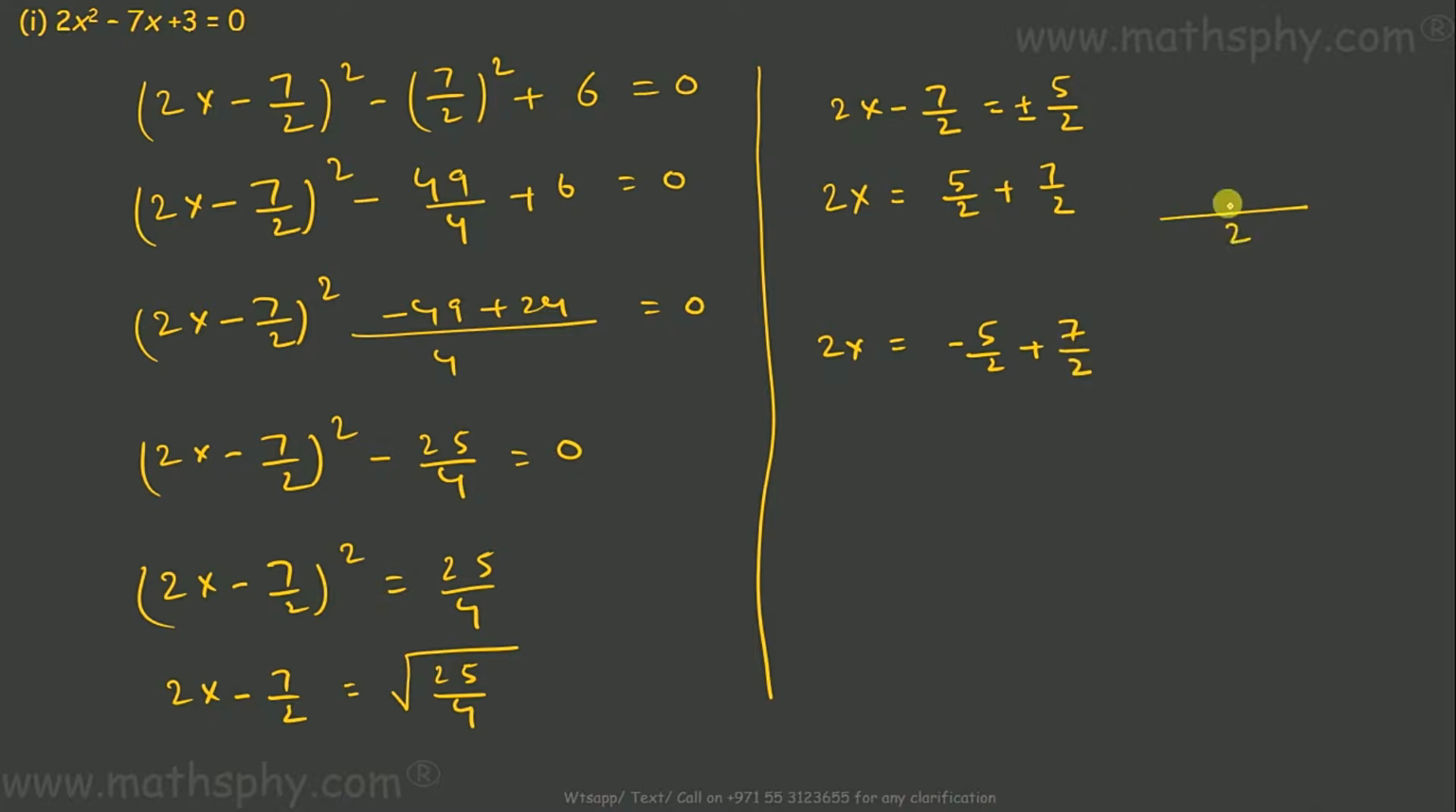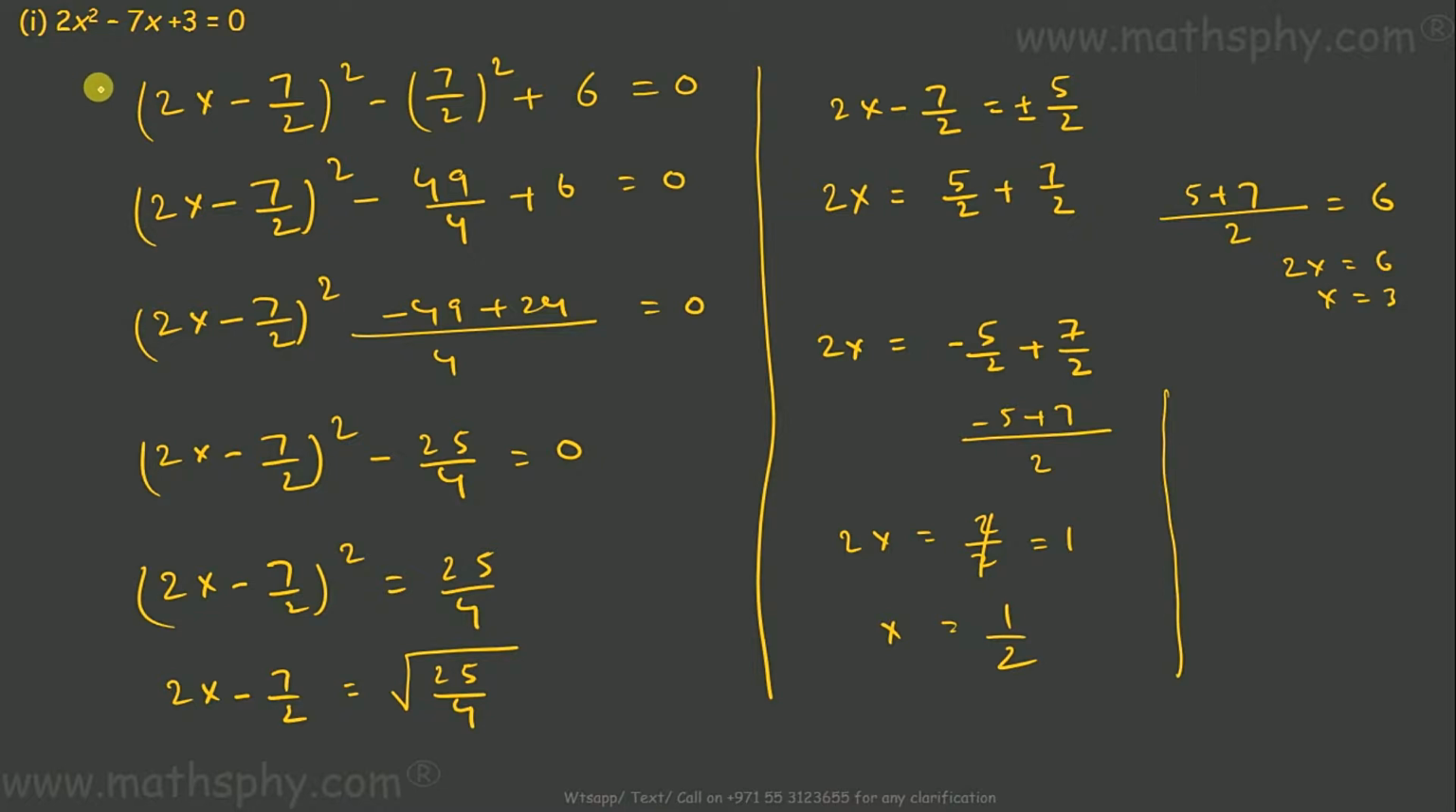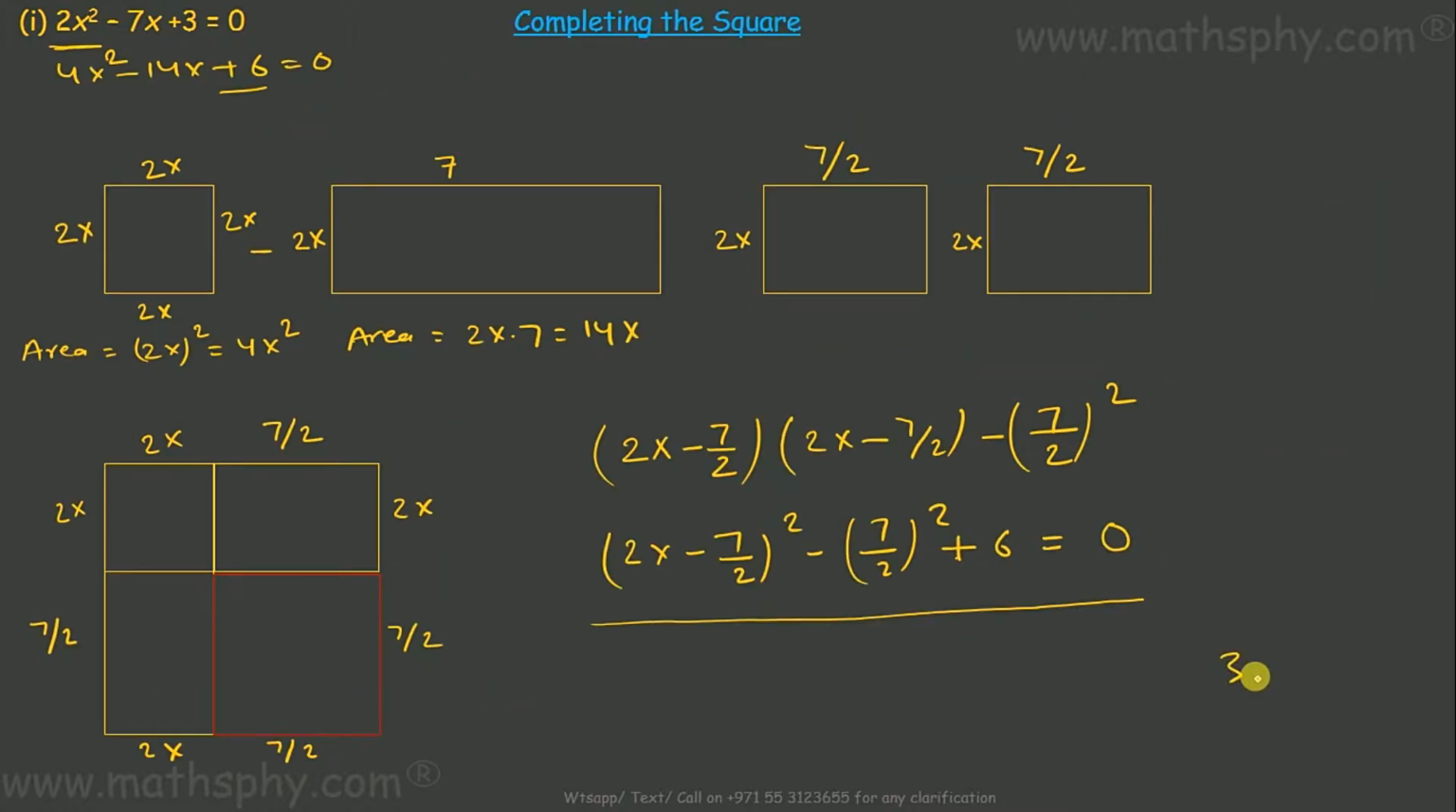Solve this, this gives you 12 over 2, means 6. So 2x equals to 6. So x would be 3. This one here, 2x is equal to 2 over 2, is 1. So x would be 1 over 2. So roots for this quadratic equation would be 3 and 1 over 2. That's the answer here. These are the roots for this quadratic equation.